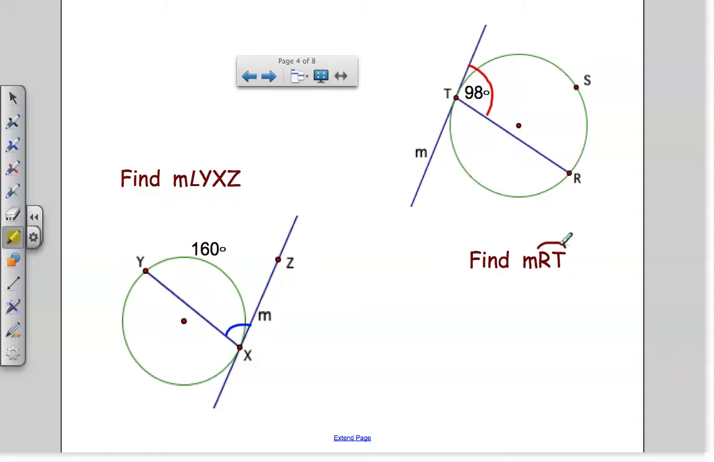Measure of arc RT, now if they're only doing two letters, they're talking minor arc. So I want the direction from R to T that's less than half of the circle. So I'd have to go this way. Notice we have 98 degrees here, the measure of that angle between this chord and this tangent line. So two ways to do this. Either you can find this sort of inscribed angle, then double to find the arc, or double to find this arc, and then know that the whole circle is 360. So two ways to find that. We'll talk about that in class tomorrow.